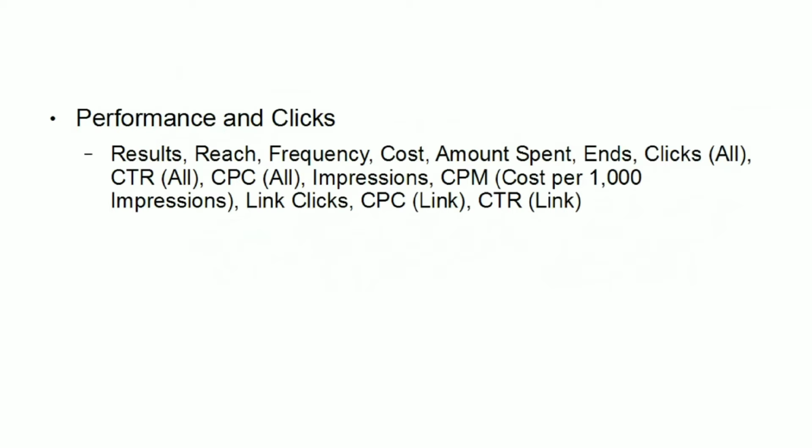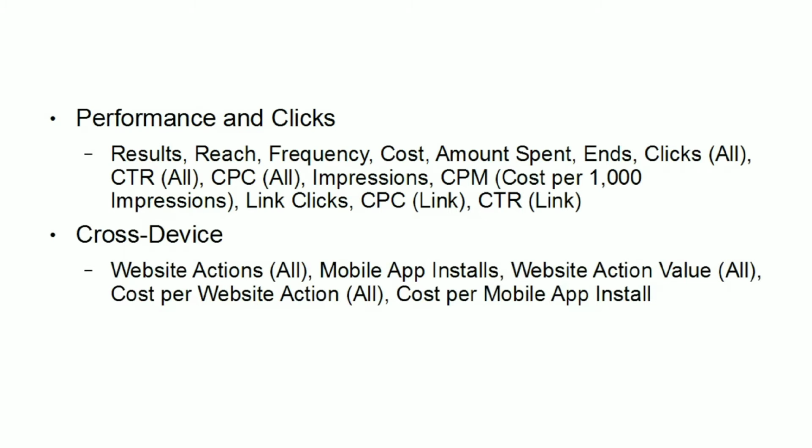Then there's performance and clicks. You can track the results, reach, frequency, cost, amount spent, ends, all the clicks, click-through ratio, cost per click, impressions, CPM, link clicks, CPC per link, CTR per link. Then cross-device, you've got website actions, all of them, mobile app installs, website action value, cost per website action, cost per mobile app install.